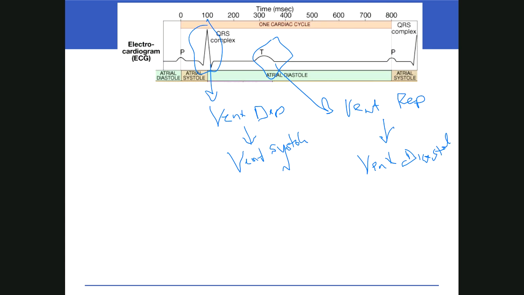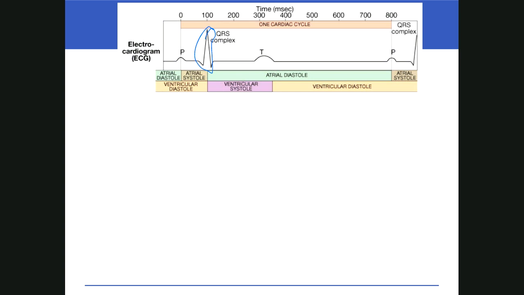And so the next picture just shows exactly that. So there's QRS, ventricular systole. There's the T wave, ventricular diastole, until we get to the next one, and then it's going to start all over again. So far, that's what we see.